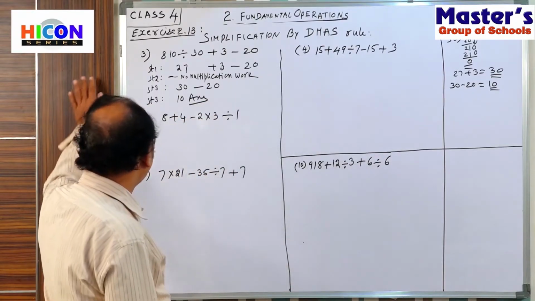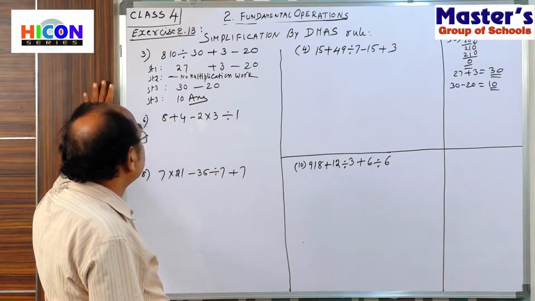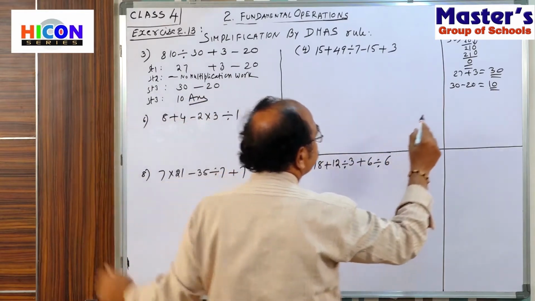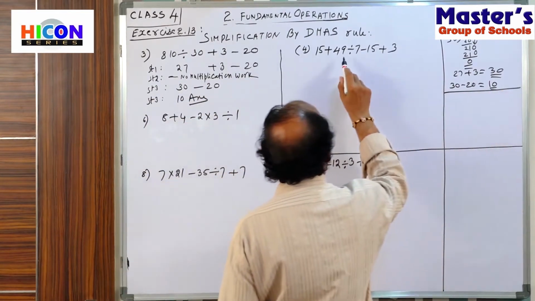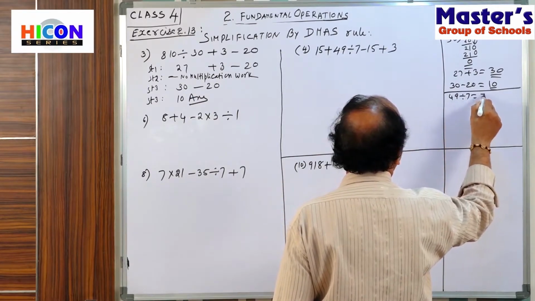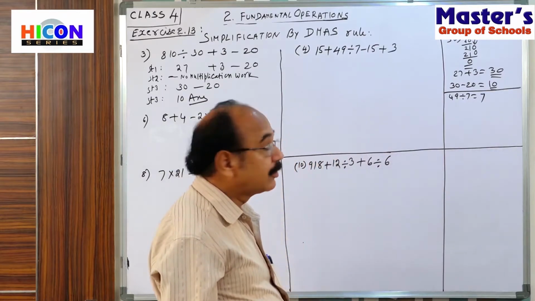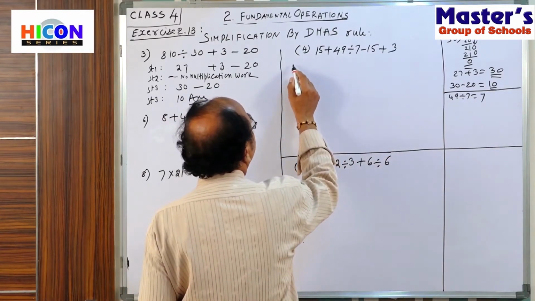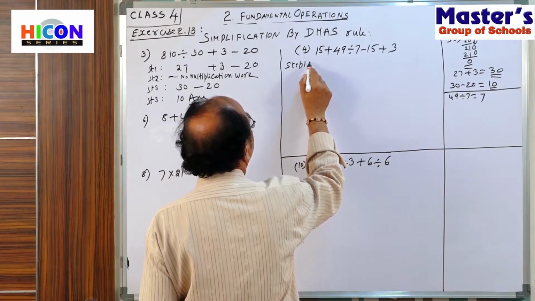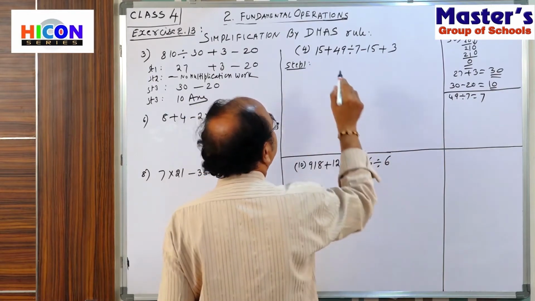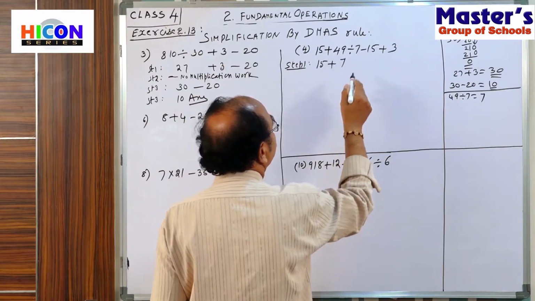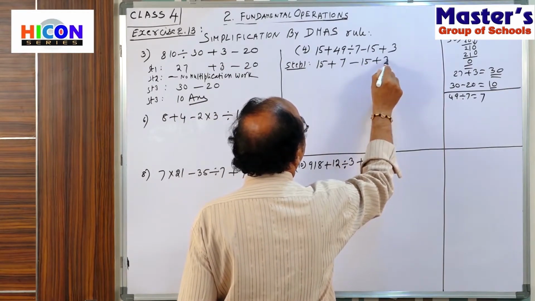Okay, next, now you come to the fourth question. First, division operation. Here division: 49 divided by 7. How much? 49 divided by 7 is 7. So in step 1, 7 we write in place of the division. 7, minus 15 plus 2.